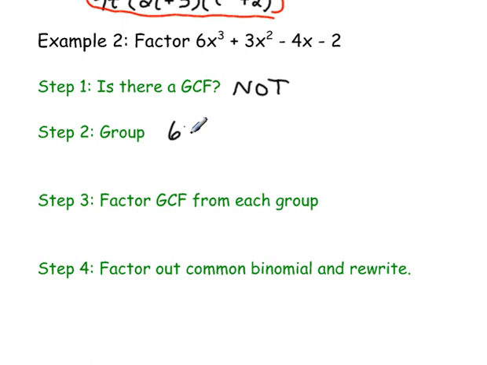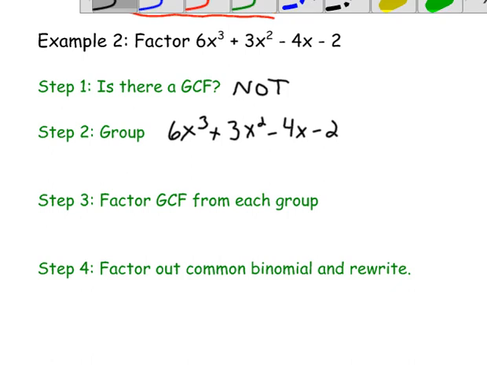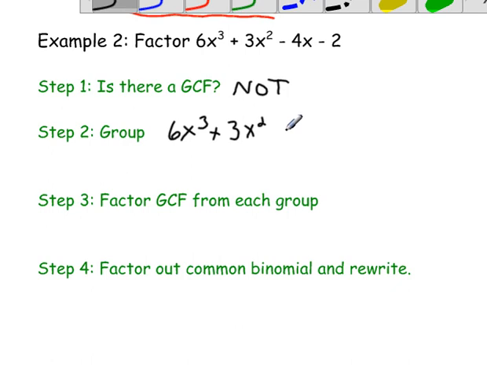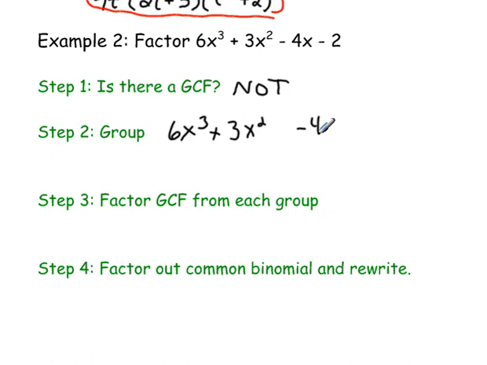So we're going to move on to the next step, which means I'm just going to rewrite it here: 6x to the third plus 3x squared minus 4x minus 2. Now I'm going to group these. As I group these, I'll put a plus sign in between the two groups, because this one had a negative 4 on the third term. Okay, so I grouped them.